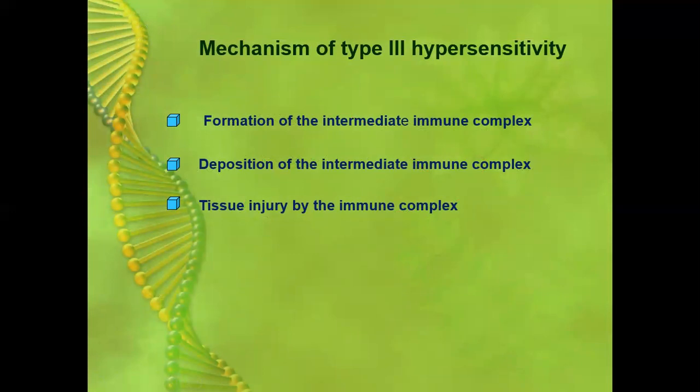And this is the mechanism of type 3 hypersensitivity reaction: formation of immune complex, deposition of the immune complex, and then tissue injury by the immune complex. First, initially, the immune complex is formed, and this immune complex is deposited. This deposition of immune complex leads to the release of the complement, and with the release of the complement, it releases the soluble mediators of the complement and causes the tissue injury.